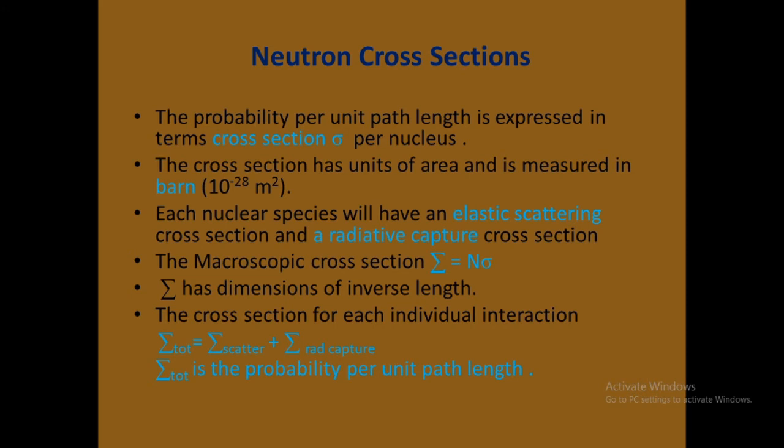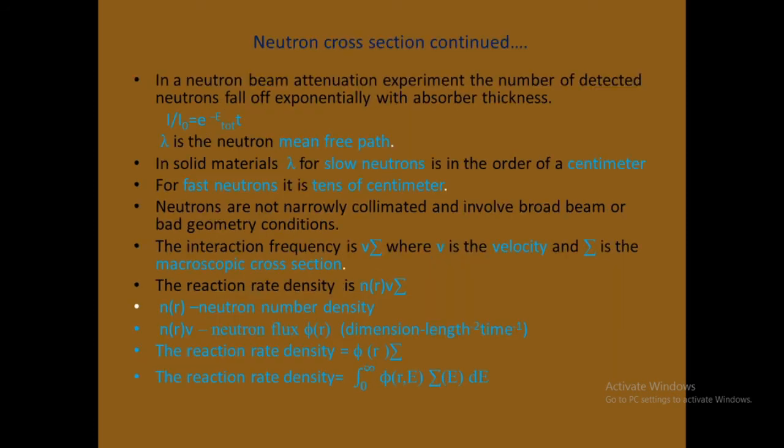The cross-section for each individual interaction adds up, that is, Sigma total equals Sigma scattering plus Sigma radiative capture. The resulting Sigma total is a probability per unit path length that any type of interaction will occur. This quantity has the same significance for neutrons as the linear attenuation coefficient for gamma rays that we have discussed in our earlier classes. In a neutron beam attenuation experiment, the number of detected neutrons falls off exponentially with absorber thickness by the relation I by I0 equals e raised to minus Sigma total into t.